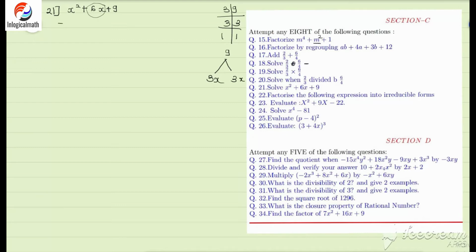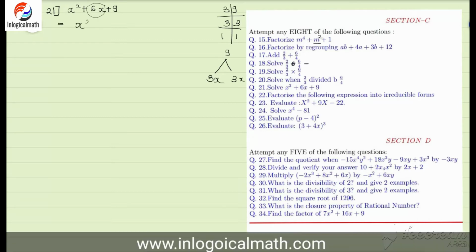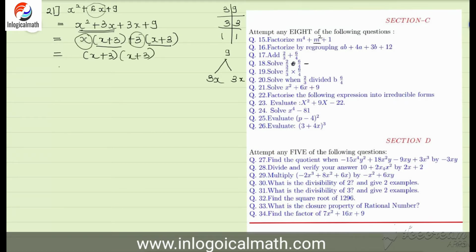Which is equal to x square plus 3x plus 3x plus 9. Okay, so now take x outside the bracket from these two terms. So we get x plus 3, plus 3 outside the bracket, x plus 3. Okay, so we can take x plus 3 as common from this. So x plus 3 in another bracket, and plus 3 remains. So there are two x plus 3. So what we get is x plus 3 whole square.